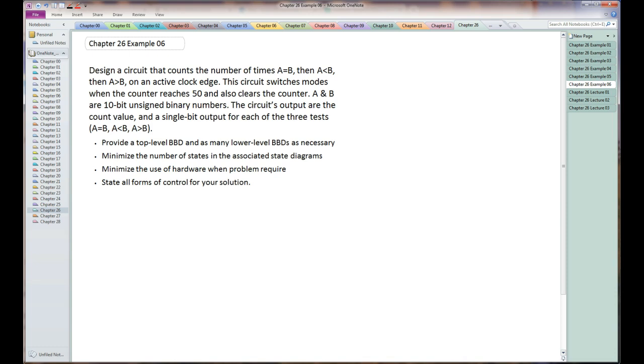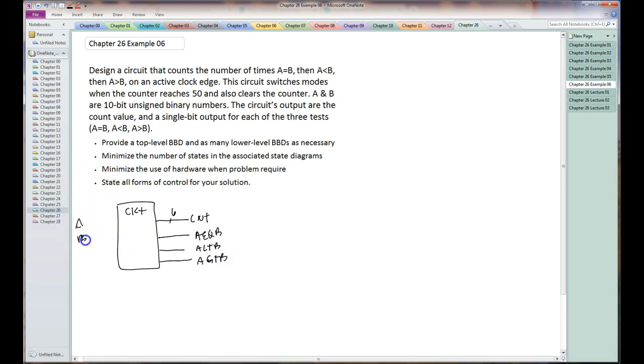Okay, the circuit has two sets of outputs. One is just the count, and the other is a single bit that indicates whether it's looking for a equals b, a less than b, or a greater than b. So that's enough to start with. The count counts up to 50. 50 needs 6 bits, so there's 6 bits for the count. It has three outputs here, and it has 2 inputs, A and B.